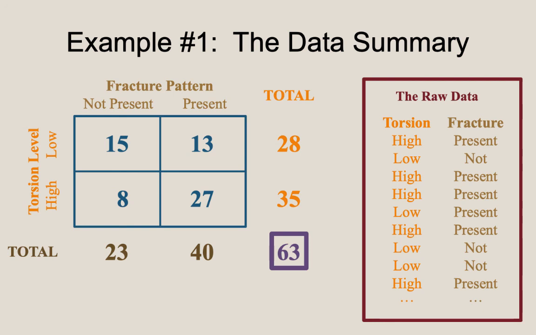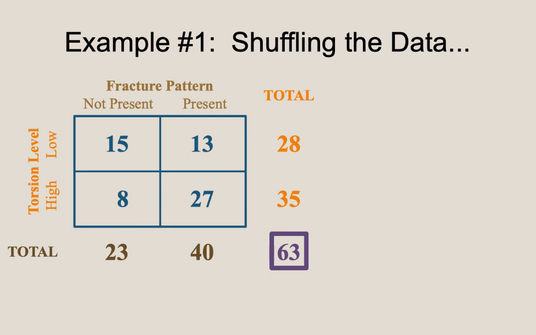If we shuffle the data in those 2 columns, the total number for each of the high and low torsion experiments won't change, and the total number for each of the presence of the fracture types won't change. What will change is the association between them. And if we are doing the shuffling randomly, there is a random assignment. Random assignment means there is no relationship between the two variables. Let's run it a few times.